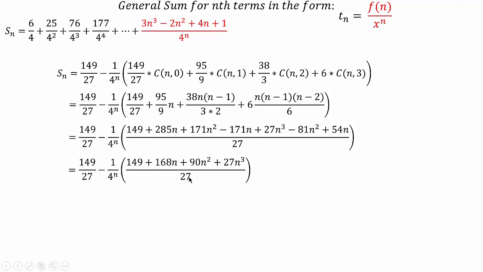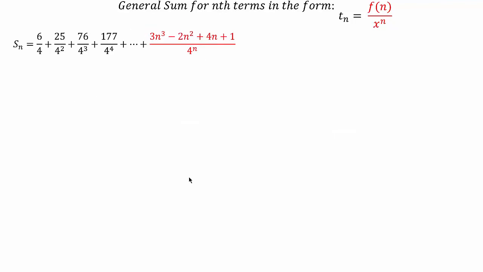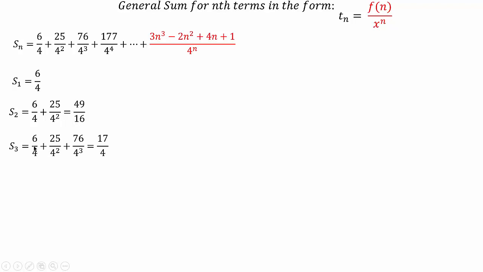Now let's check the result. Let's find out the sum for the first term of the series. This will be equal to 6 by 4. For the second sum, that will be equal to 6 by 4 plus 25 by 4 squared, which is 49 by 16. For the third sum, it will be equal to the sum of these three terms, which will be 17 by 4. And for the sum of the fourth terms, these four terms will be added to get 1265 by 256.